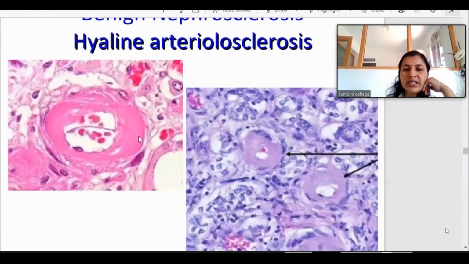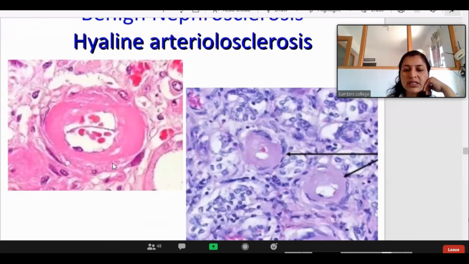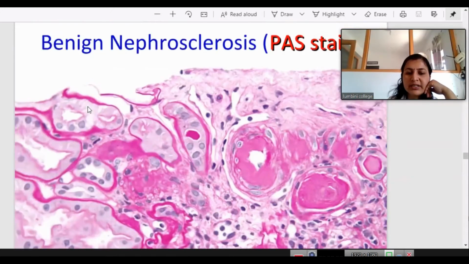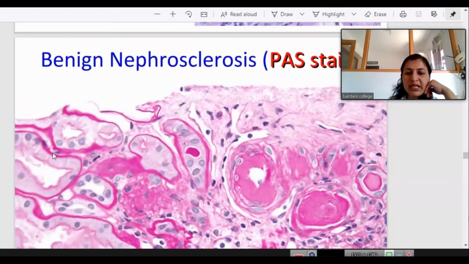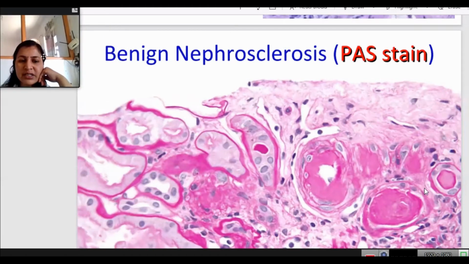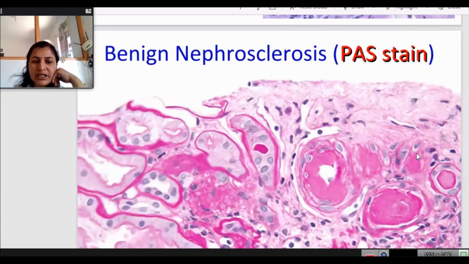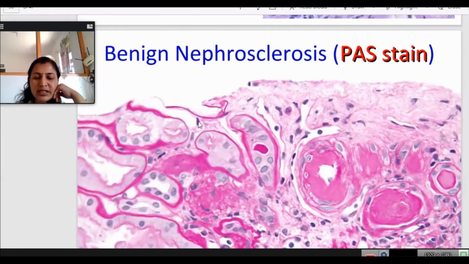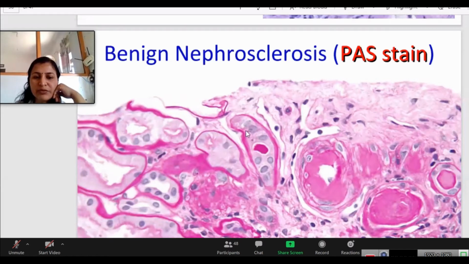The wall of the blood vessel is replaced by hyaline tissue. There is a homogeneous eosinophilic wall, persistently homogeneous. Alright, this is a PAS stain, periodic acid-Schiff stain. PAS stains the blood vessel wall, the casts, and other proteins. So here you can see the inner layer of the vessel is quite thickened, and the tubular wall is also thickened. The blood vessel is literally thickened, quite broad.